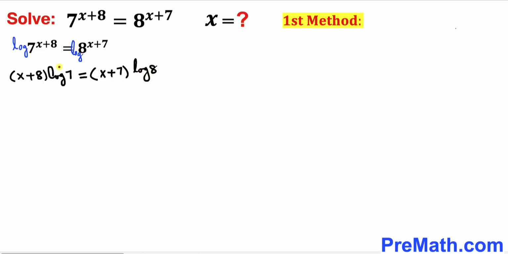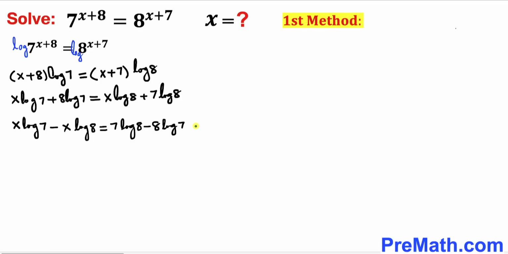And now we are going to distribute log of 7 for both of these terms. Likewise, I'm going to distribute this one as well. And now I'm going to move this term to the right hand side, and at the very same time I'm going to move this term to the other side as well. As you can see in this next step, I have moved x times log of 8 to the left hand side, and at the very same time I've moved 8 times log of 7 to the other side as well.